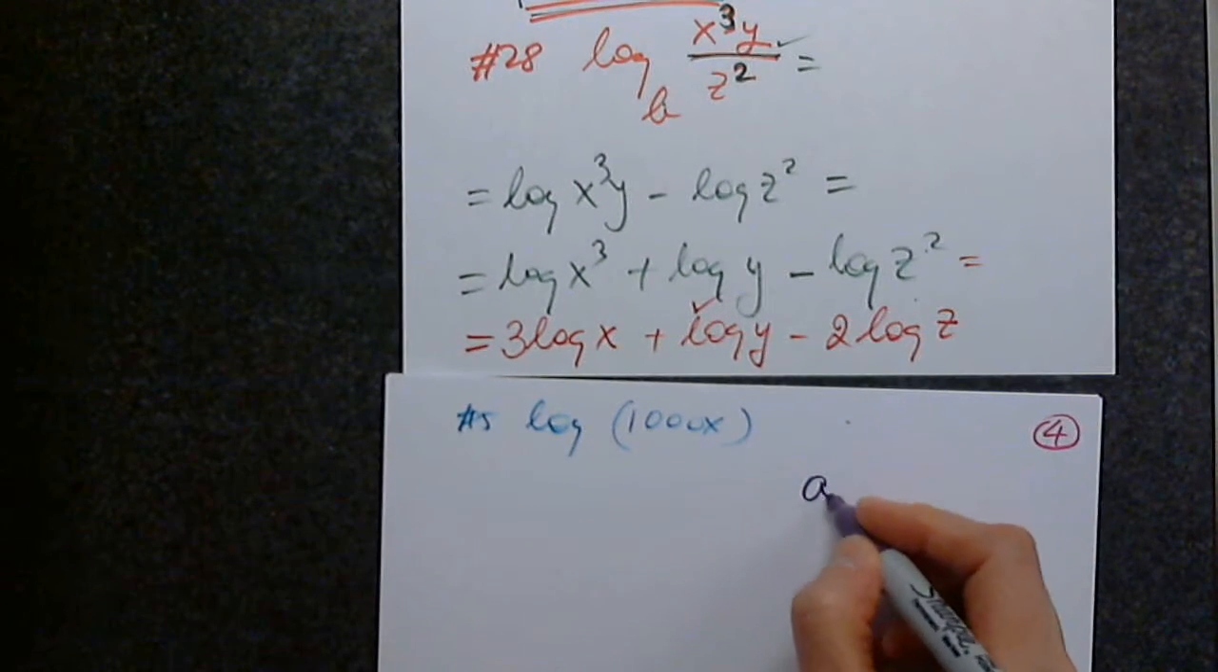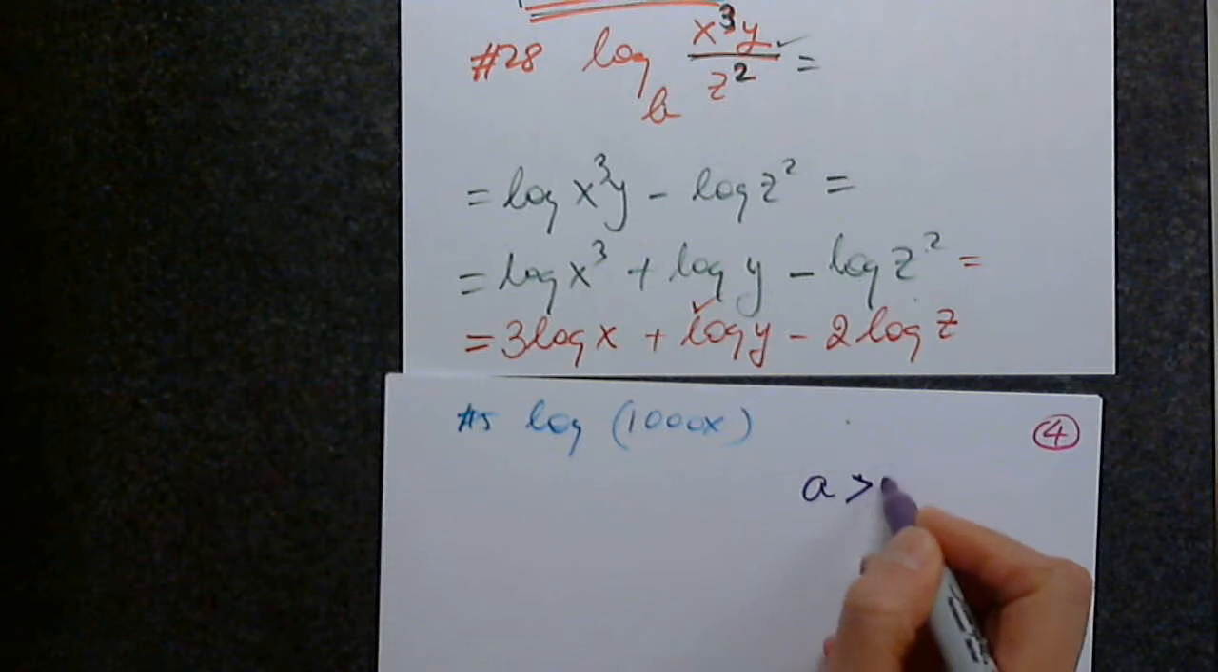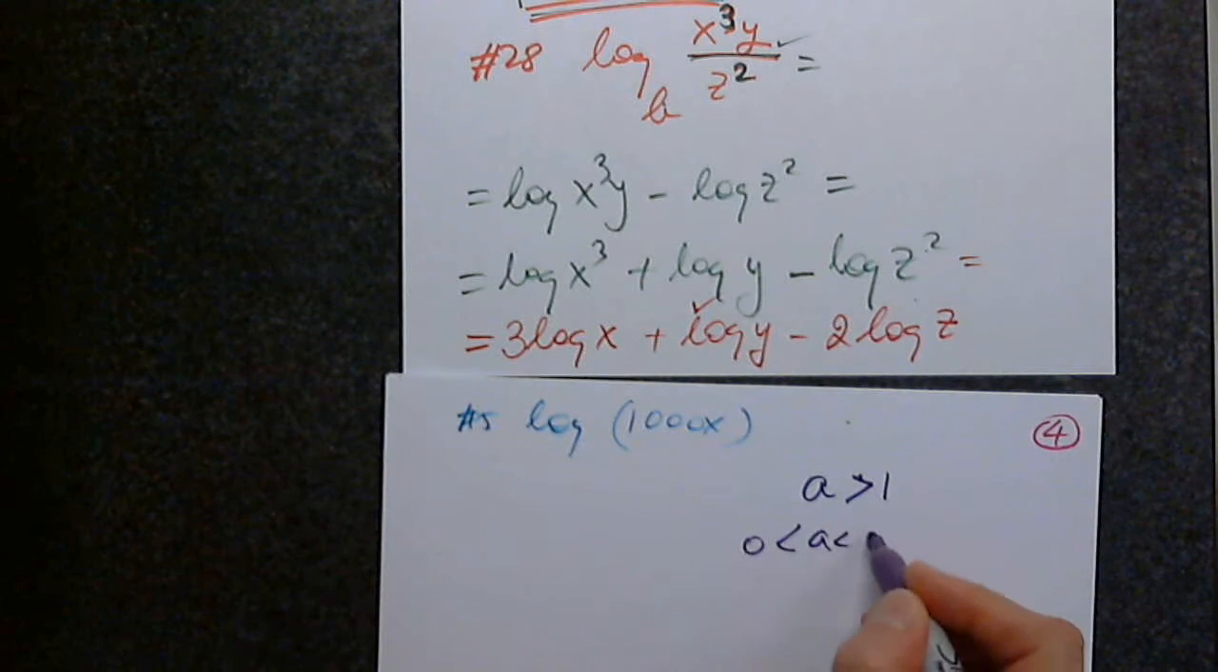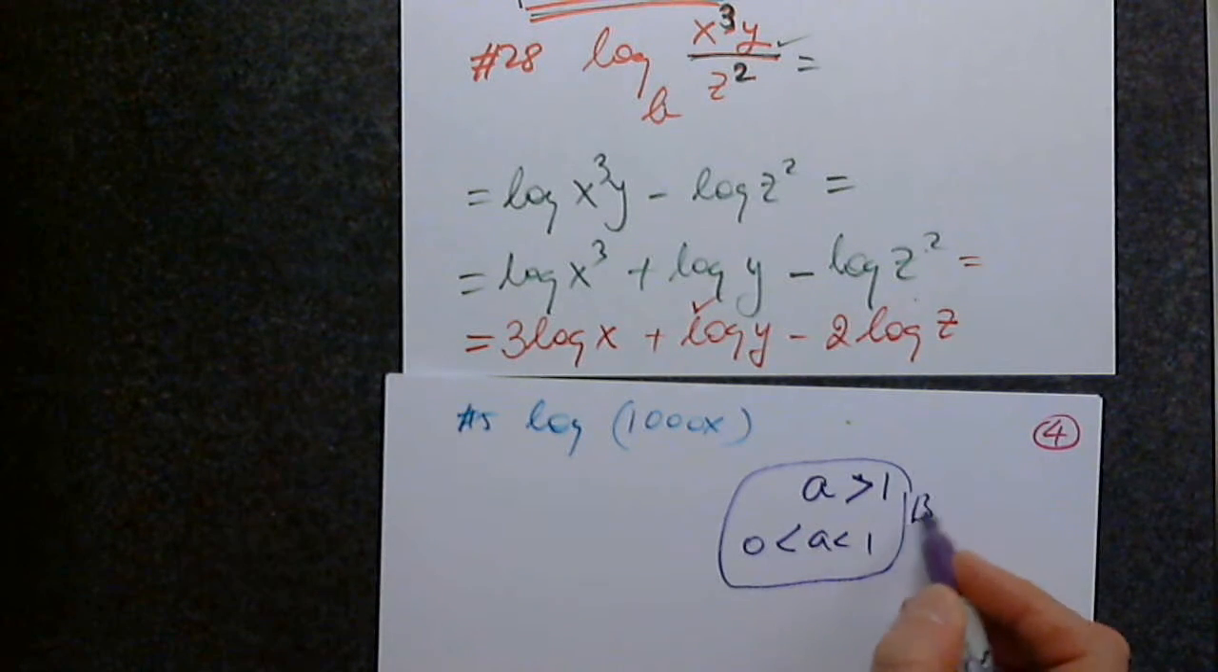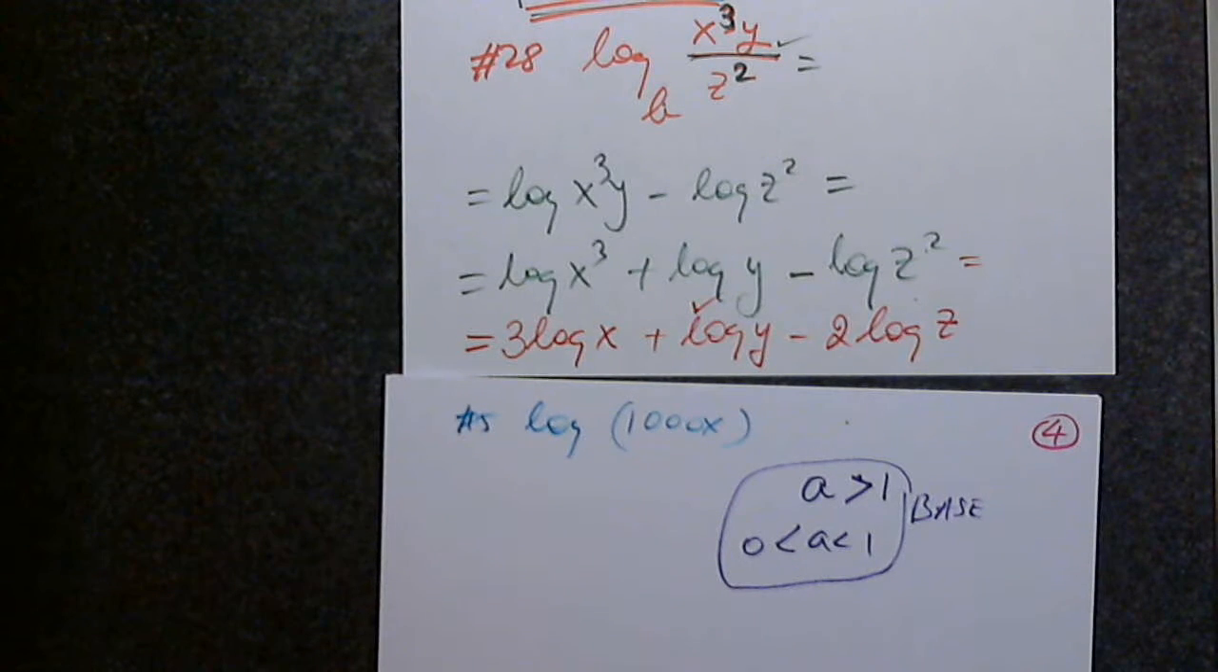Remember, the base of the exponential can be greater than 1 or between 0 and 1. So the base cannot be 1, cannot be 0, cannot be negative. So if you remember, let's do this again. Maybe I forgot to mention it. Maybe I have to mention it.